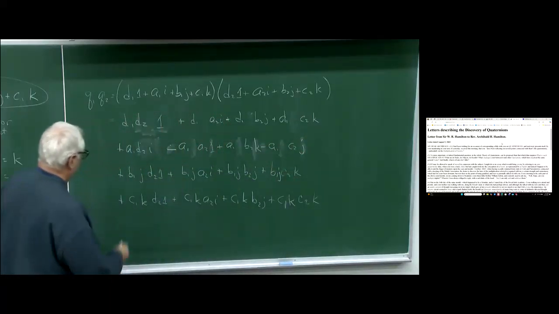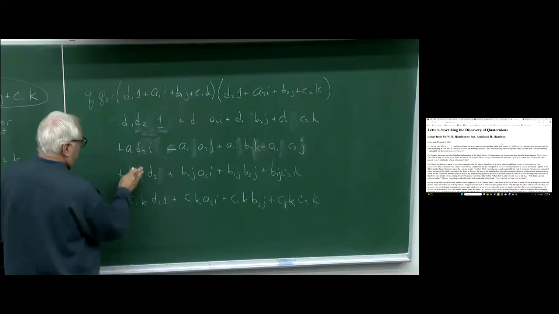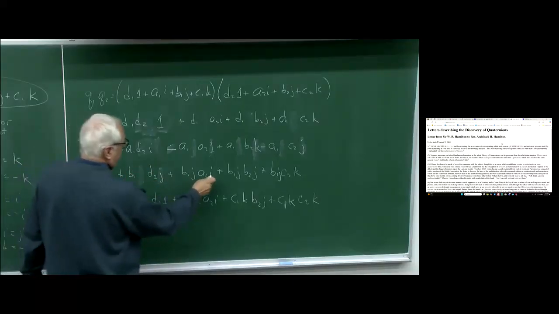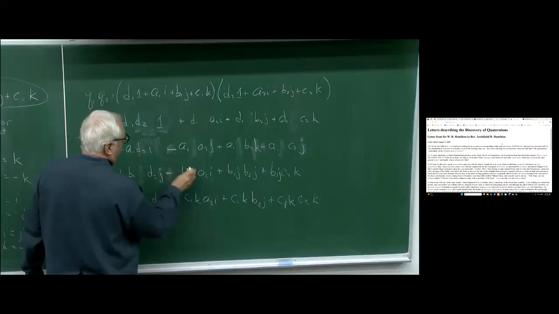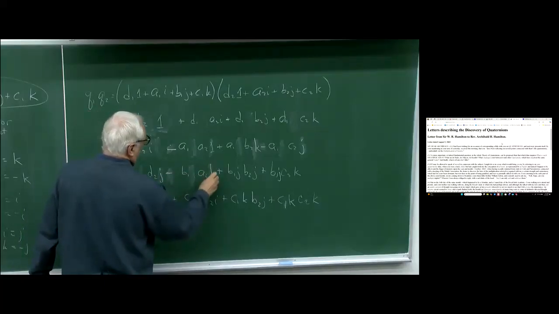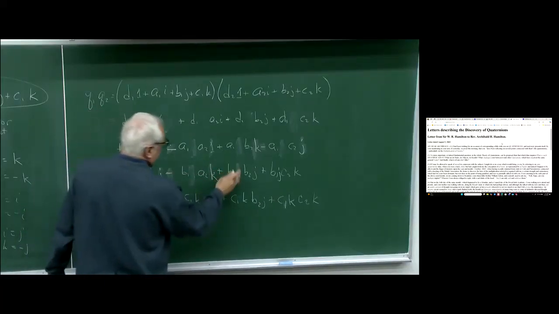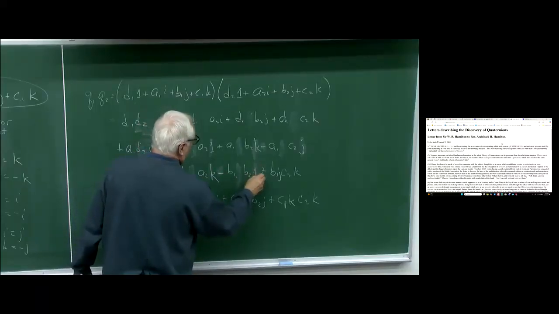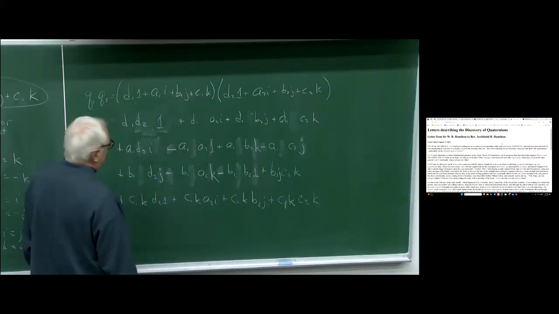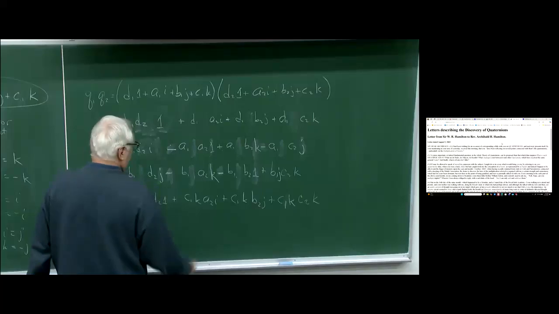According to Hamilton here, j times 1 is j. j times i is -k. j times j is -1. j times k is i.